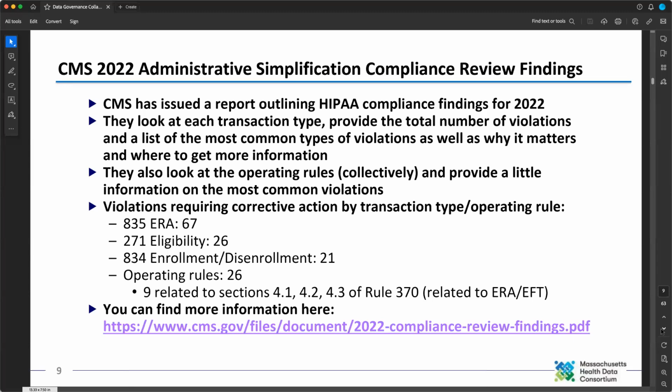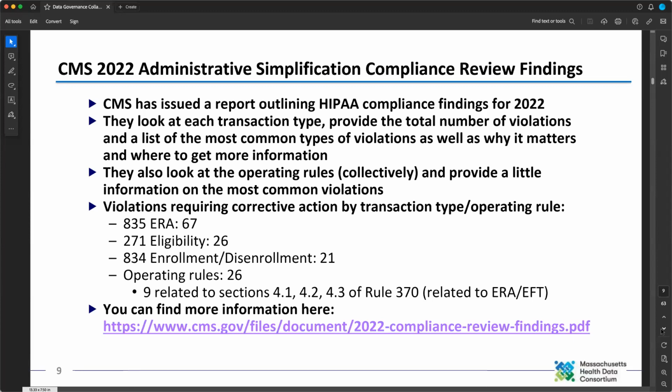On the operating rules, they provided less information. It was all one collective section. It wasn't split further. And it was just a little bit of information on the most common violations. As you can see, these are just violations that required some type of corrective action. So there may have been other minor violations that didn't reach the level of requiring a full corrective action.